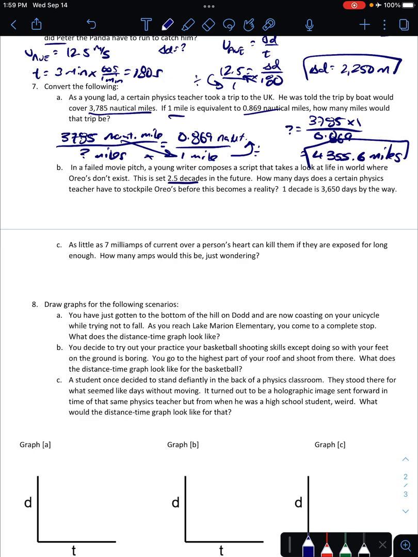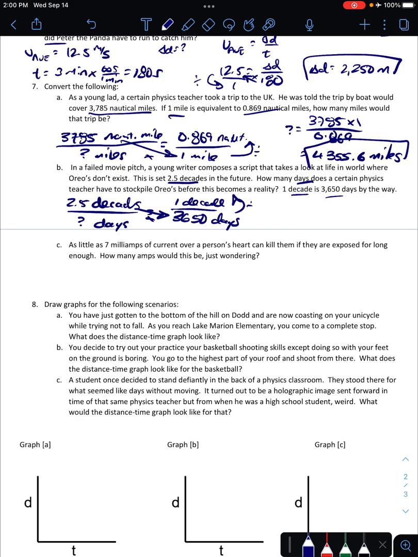All right. If you have movie pitch and rated scripts where the Oreos don't exist, 2.5 decades is in the future. How many days does that certain teacher have to stockpile before it comes to reality? Okay, 1 decade is 3,650 days. Boy, that seems awful short. I think it should be probably 36,000, but we're going to treat it like it's true. All right, so if we got 2.5 decades, and we want to know how many days that is, that'll equal 1 decade over 3650 days. Still think that's wrong, but okay, whatever.